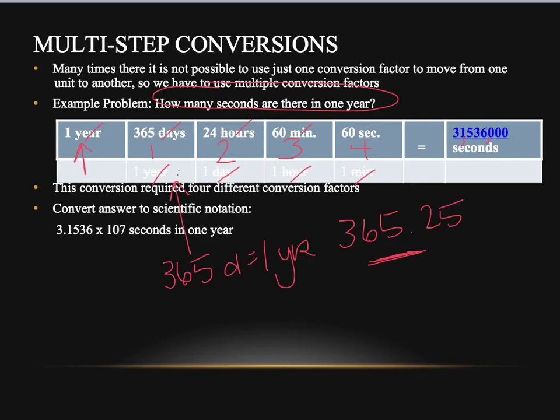There are exactly 24 hours in 1 day. There are exactly 60 minutes in 1 hour. There are exactly 60 seconds in 1 minute. So none of those figures would limit our significant figures. However, this one would. We only have it in 3 places here, right? We didn't include the entire conversion factor, which means our answer really should be reported to just 3 significant figures.